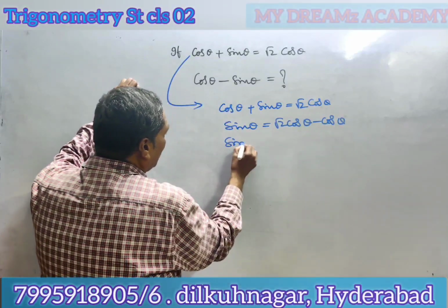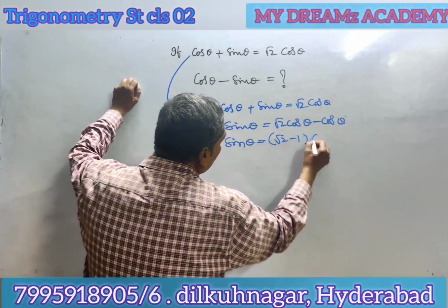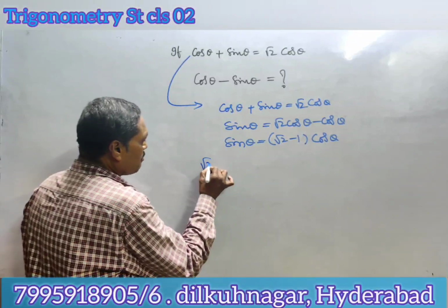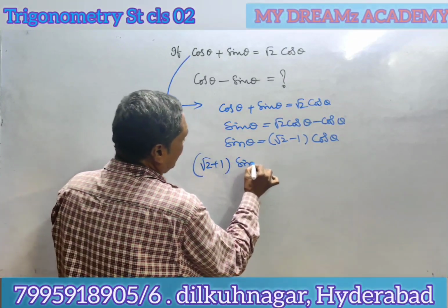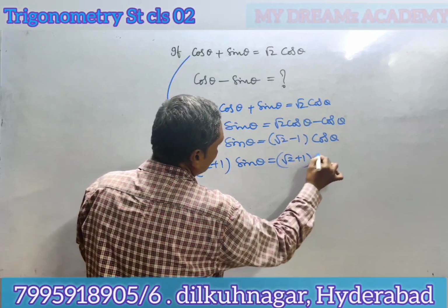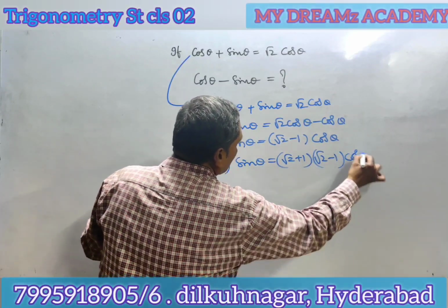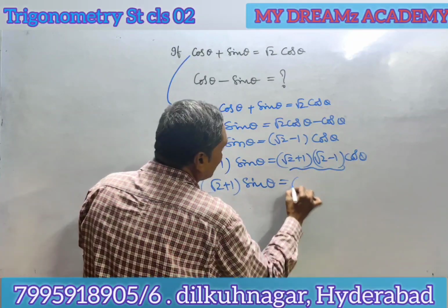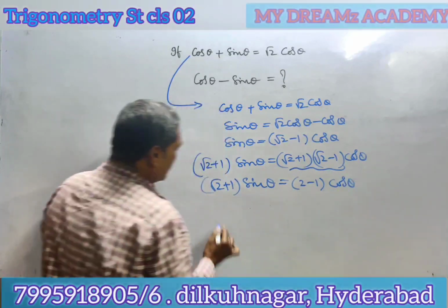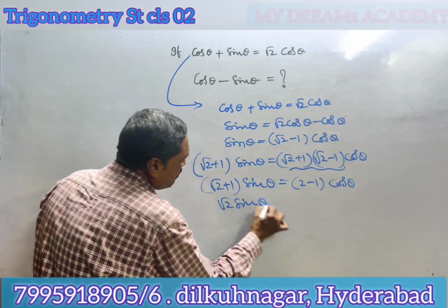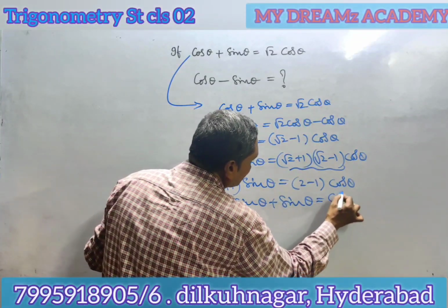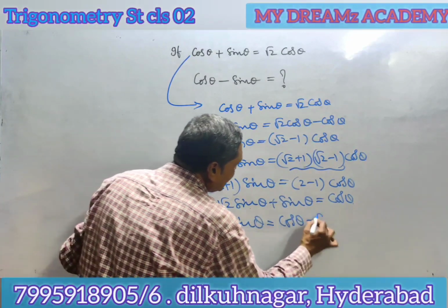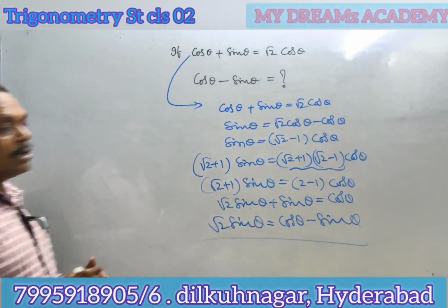If I take cos theta common, root 2 minus 1 into cos theta. Multiply on both sides with its rationalizing factor, that is, multiply with root 2 plus 1 on both sides. a plus b into a minus b is a square minus b square. This is root 2 sin theta plus sin theta is equal to cos theta. Therefore, root 2 sin theta is equal to what? Cos theta minus sin theta. Very simple. Method is this.